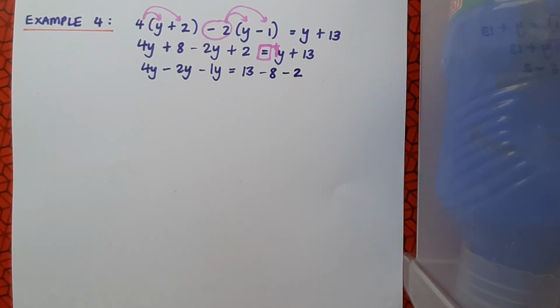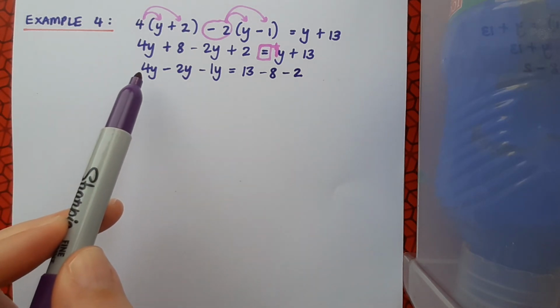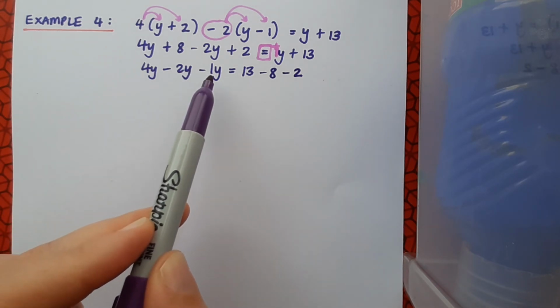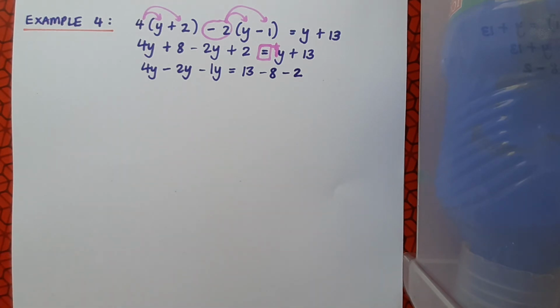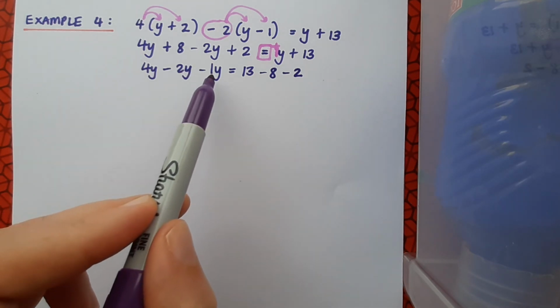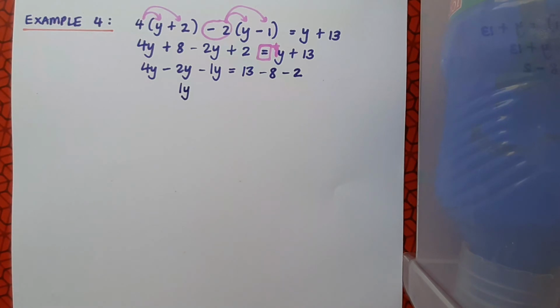Okay, so now I can begin to simplify and tidy things up a little bit. So having a look on the left-hand side here, first of all, 4y minus 2y minus 1y. Really, you're looking at the coefficients here. 4 minus 2 minus 1. What's that going to give you? Well, 4 minus 2 minus 1 is 1. So that's 1y on the left-hand side. And on the right-hand side, 13 minus 8 minus 2 is going to give you 3.